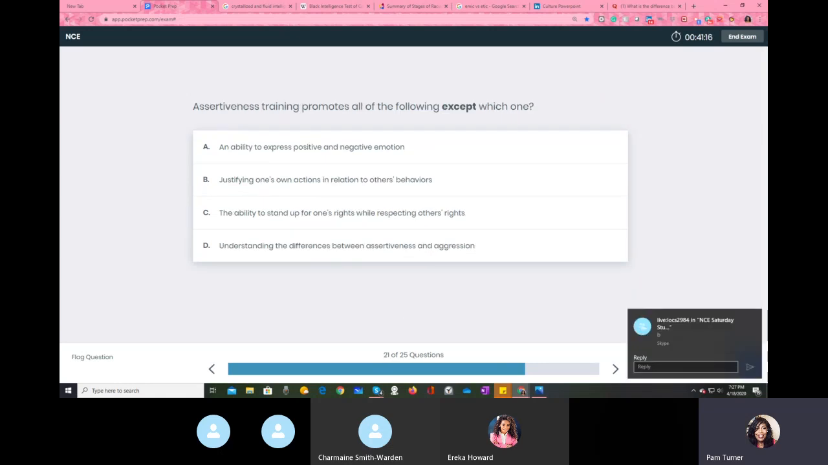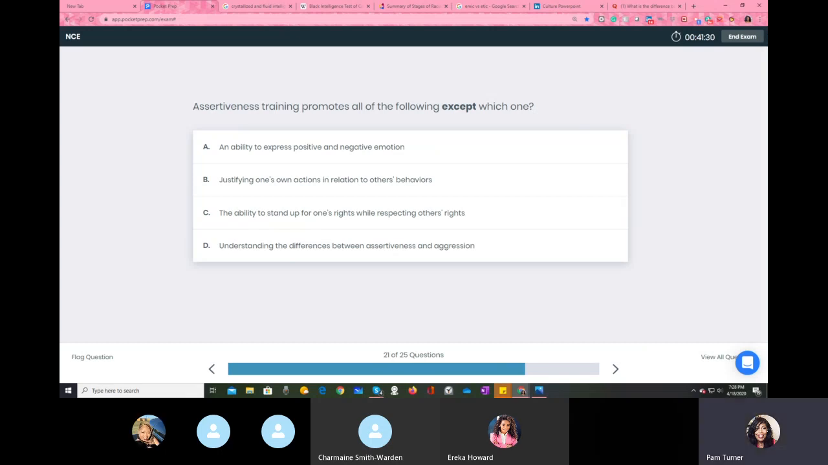Assertiveness training promotes all of the following except what? I do want you to express positive, negative goals. Justifying your own actions in relation to others. Let's hold off on that one. The ability to stand up for one's rights while respecting others' rights. I like that one. Understand the difference between assertiveness and aggression. That's important too. So, justifying my own actions in relationship to others.